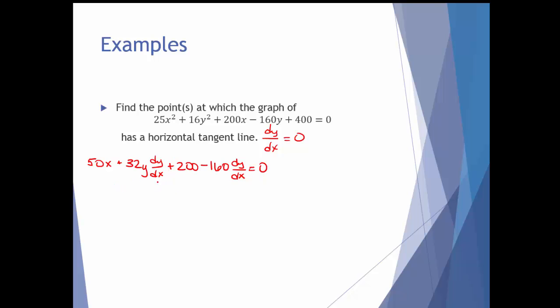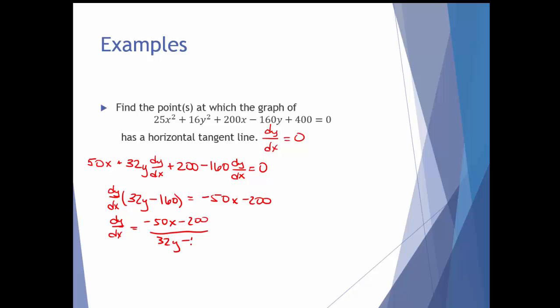Okay? We still are going to solve for dy/dx. So on the left side, if we factor it out, I would have 32y minus 160. And then on the right side, I'll move over the negative 50x minus 200. So that dy/dx is equal to negative 50x minus 200 divided by 32y minus 160.